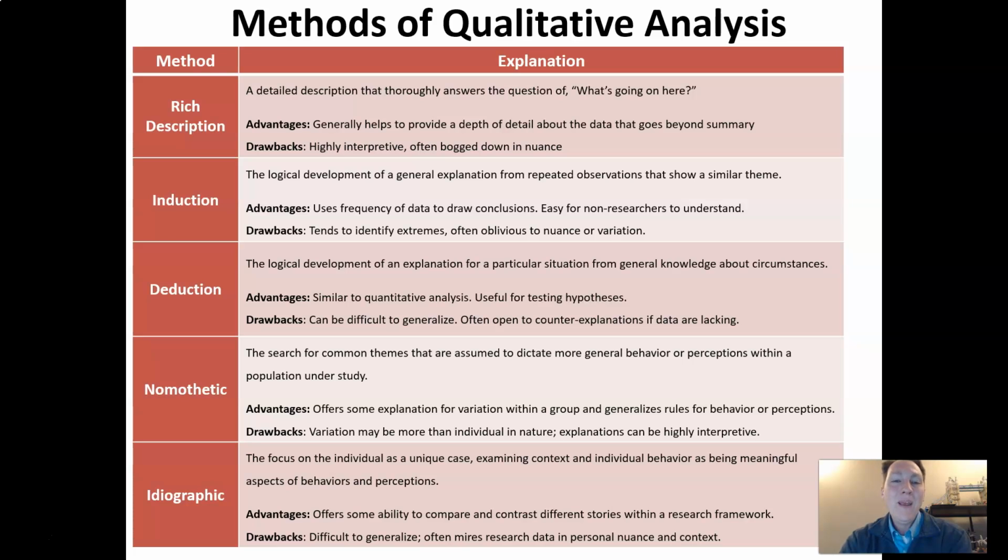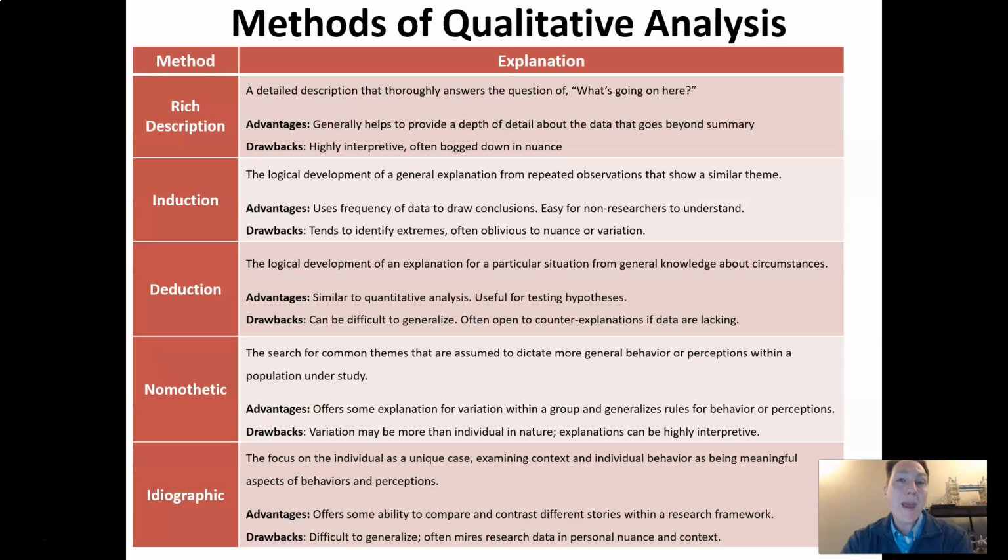But the problem with induction is that it also tends to identify extremes. So you're going to see a lot of the boundaries in your data as you start looking for frequencies. And those extremes can sometimes be misleading because they may be outliers. They may be idiosyncratic. They may be things that aren't really part of the themes that you're looking for. Induction can often also be oblivious to nuance or variation, particularly because we don't have anything outside of the data that we're looking at to help us ground what we're saying to broader reality.